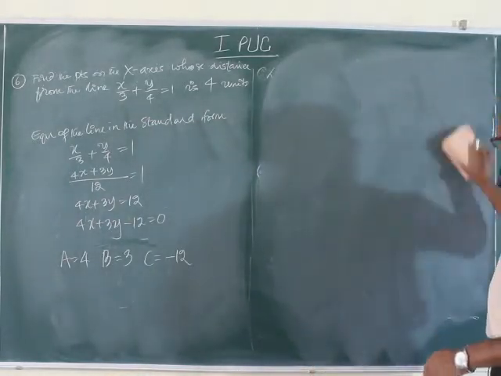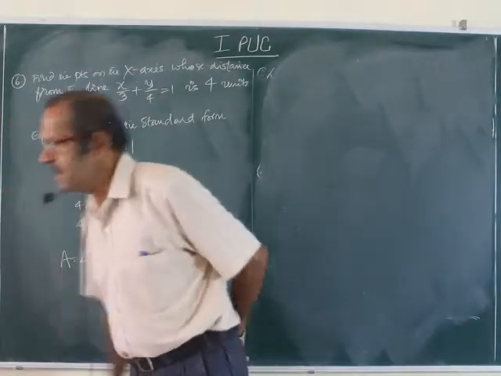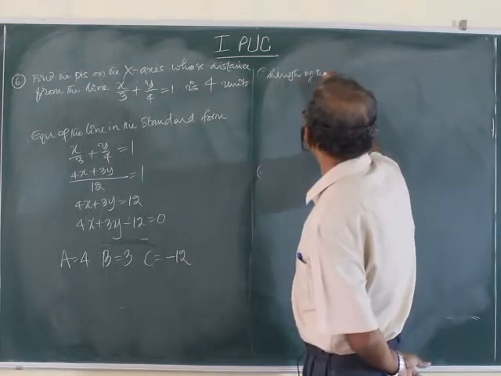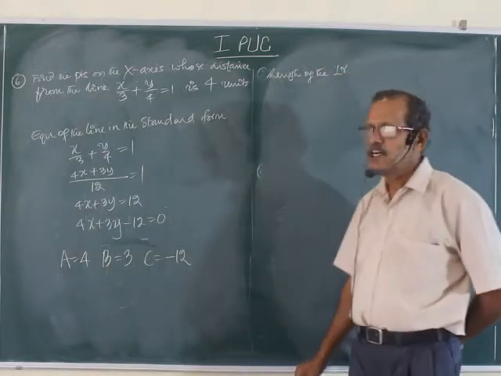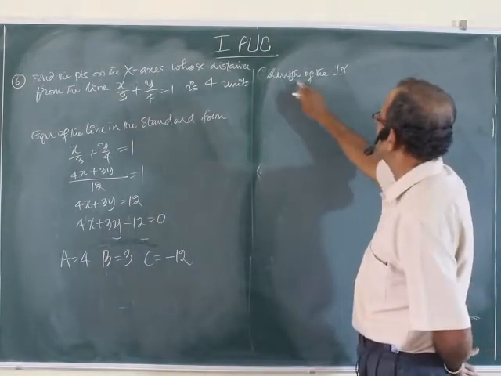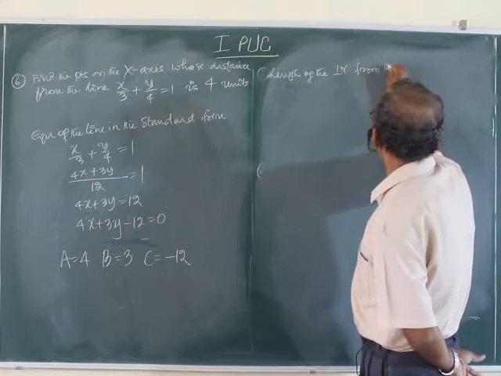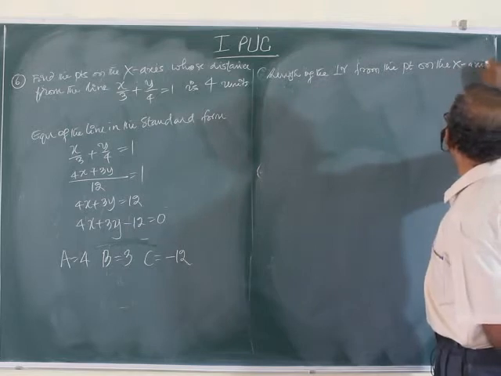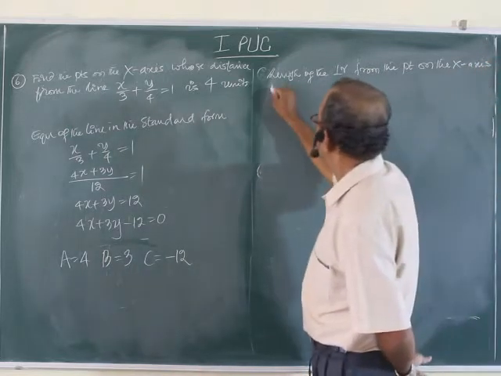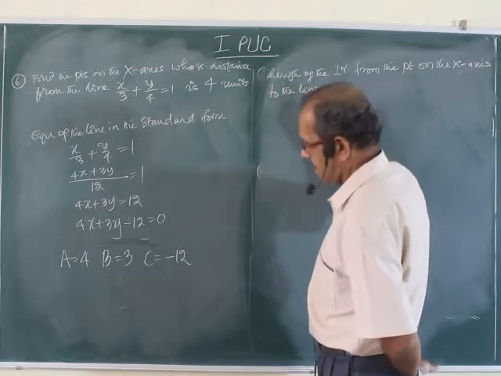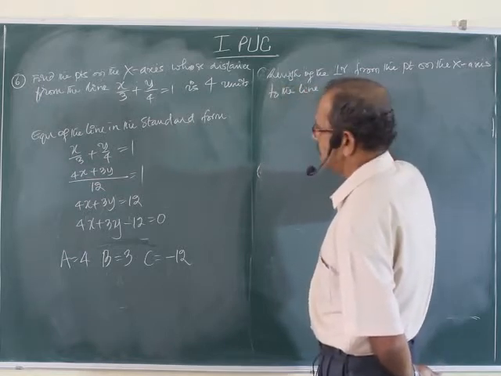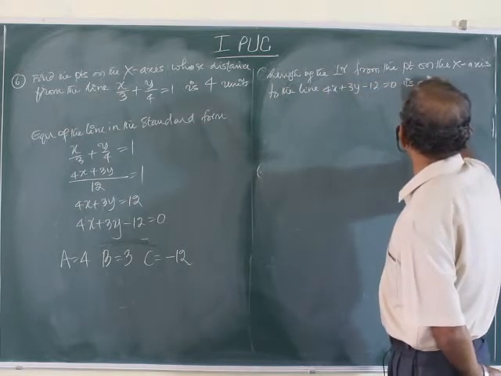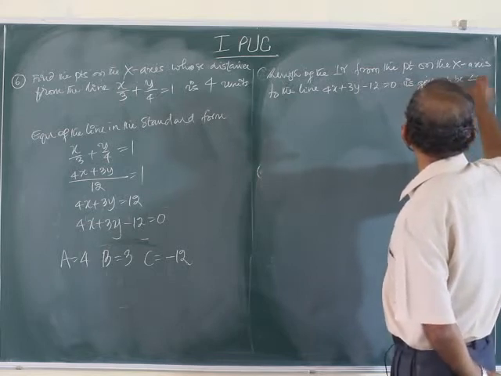Now, length of the perpendicular is given. Length of the perpendicular means it is the distance actually. Distance of the point, length of the perpendicular from the point on the x-axis to the line 4x plus 3y minus 12 equal to 0 is given to be 4.